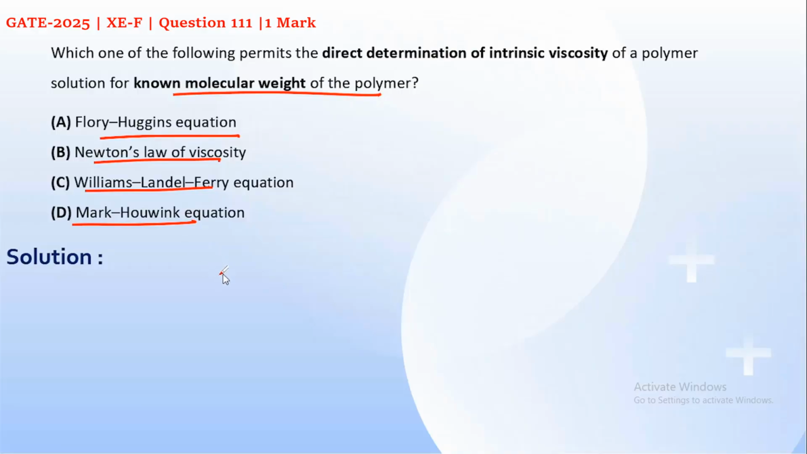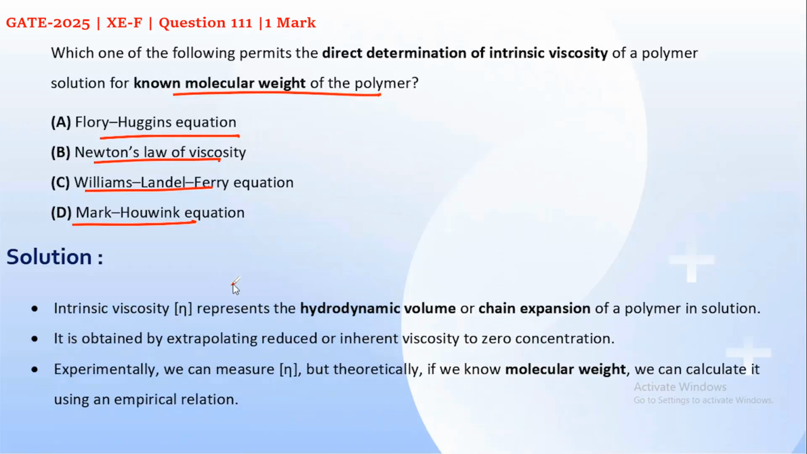But before that, we should know what is the meaning of intrinsic viscosity. So intrinsic viscosity represents a hydrodynamic volume or chain expansion of a polymer in a solution. This hydrodynamic volume depends upon the chain length of the polymer. We can obtain this intrinsic viscosity if we extrapolate reduced or inherent viscosity to zero concentration.